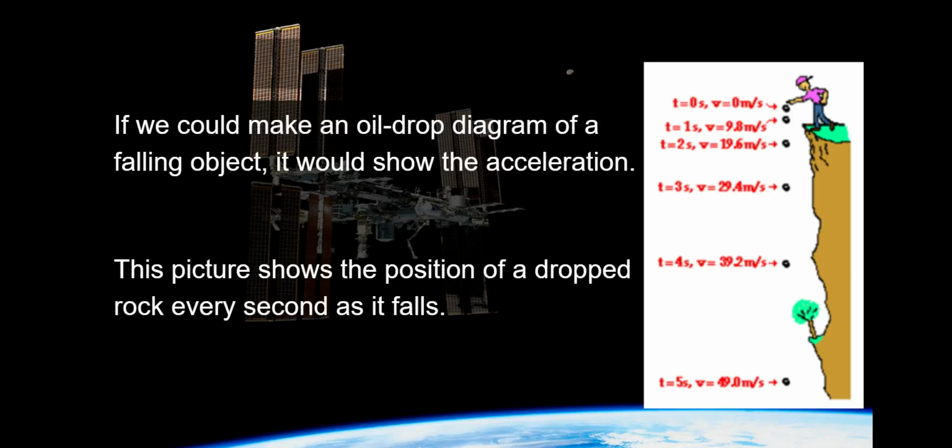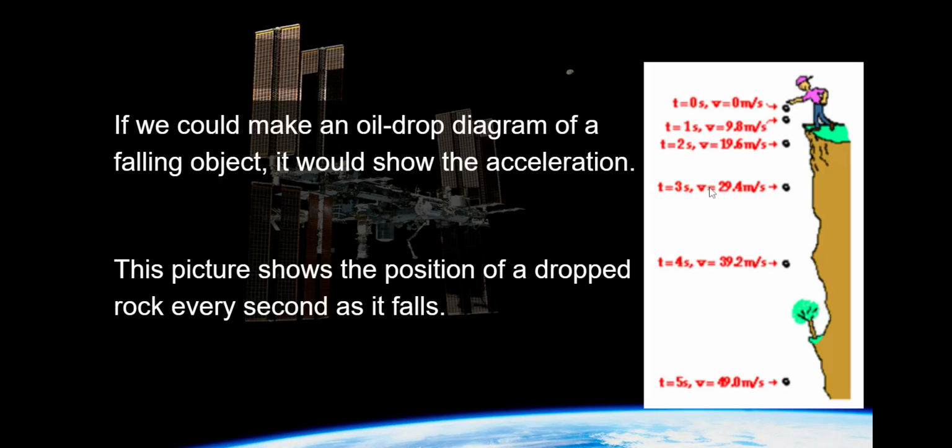If we could make an oil drop diagram of a falling object, it would show the acceleration. This picture shows the position of a dropped rock every second as it falls. So the instant it's dropped is t equals 0, and its velocity is 0. After a second, it is now going 9.8 meters per second. Every second, the velocity will have increased by 9.8 meters per second. After 2 seconds, it is going 19.6 meters per second. That's 2 times 9.8 meters per second.